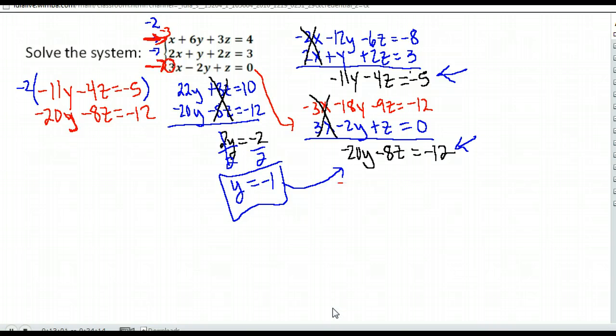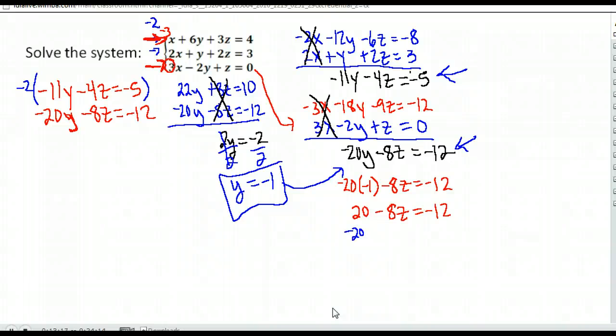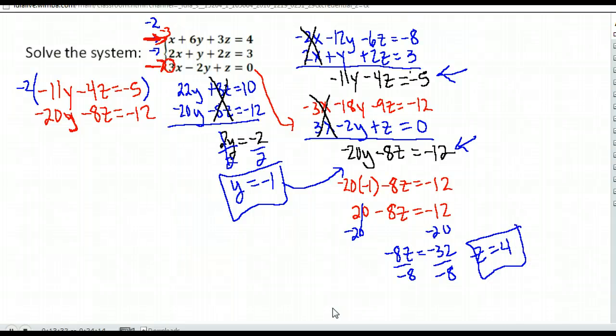I know that now y is negative 1. So here I have negative 20 times negative 1 minus 8z is negative 12, which gives me 20 minus 8z is negative 12, and I'm going to solve that for z. So I'm going to subtract 20 from both sides. I get negative 8z equals negative 32. If I divide both sides by negative 8, I have my second variable. z is a positive 4.